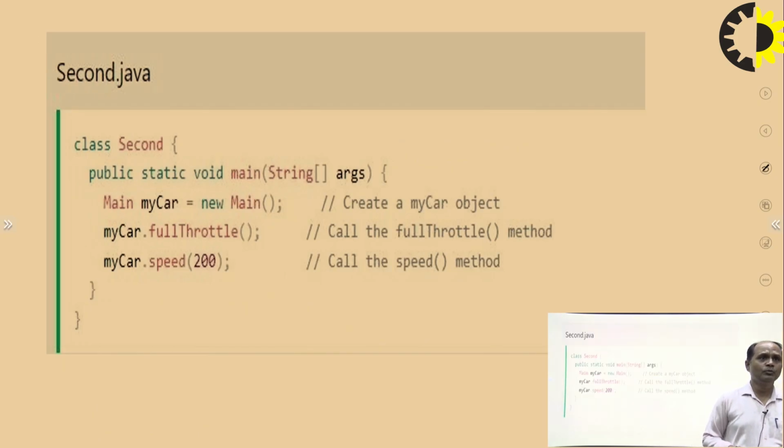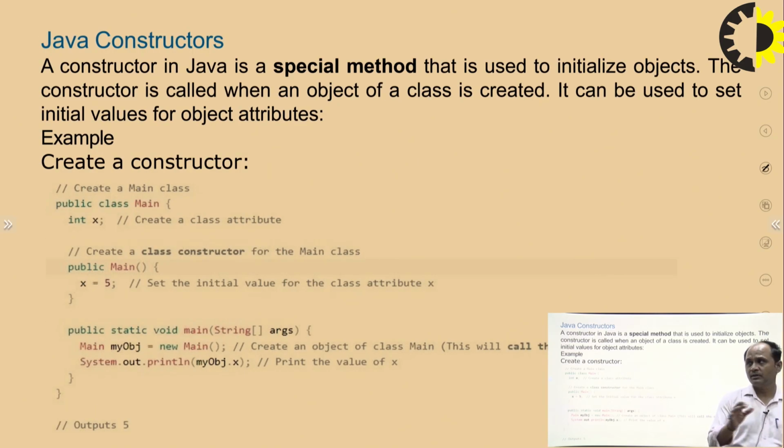Now we can move on to the particular topic of the Java constructor, which is our main topic and will be discussed in this series of lectures. So what is a constructor? A constructor in Java is a special method that is utilized to initialize objects. The constructor is called when an object of a class is created. It can be used to set an initial value for the object attributes.